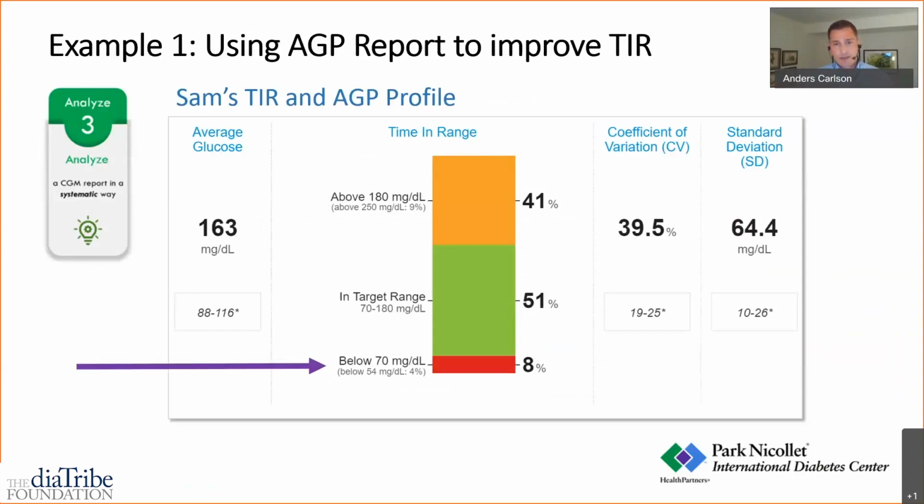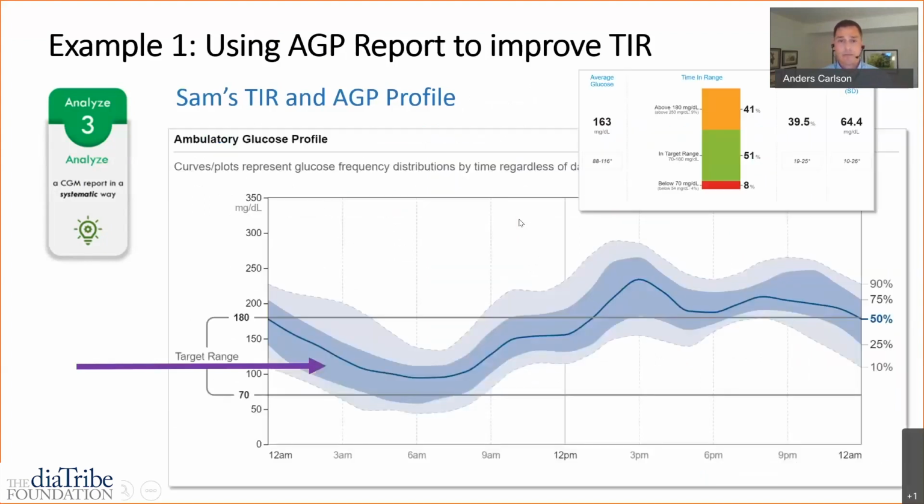And so right away, you can see that he's got 8% time below 70, and half of that, 4%, is below 54. And remember that 1% is about 15 minutes, so 4% below 54 is about an hour a day. So he's spending a lot of time in hypoglycemia. Of course, about 50% in range and still with some hyperglycemia as well.